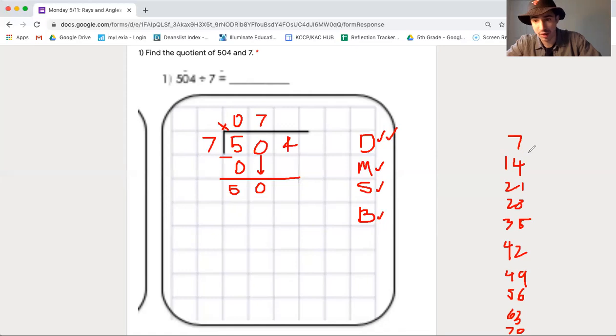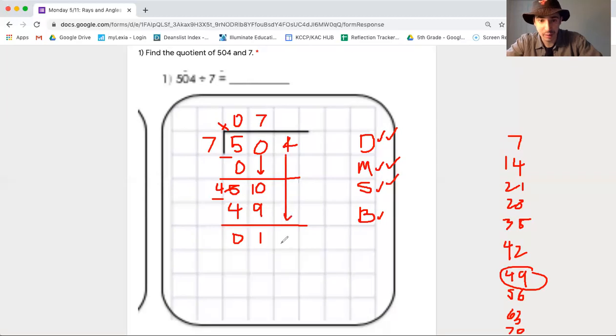7 times 7, well, I have that right here, is 49. And now I'm going to subtract 50 minus 49. 0 minus 9, can't do that, need to decompose. So I'll take my 4 over and my 10 ones. 10 minus 9 is 1. 4 minus 4 is 0. So 50 minus 49 is 1. And then I'm going to bring it on down and bring it on back.